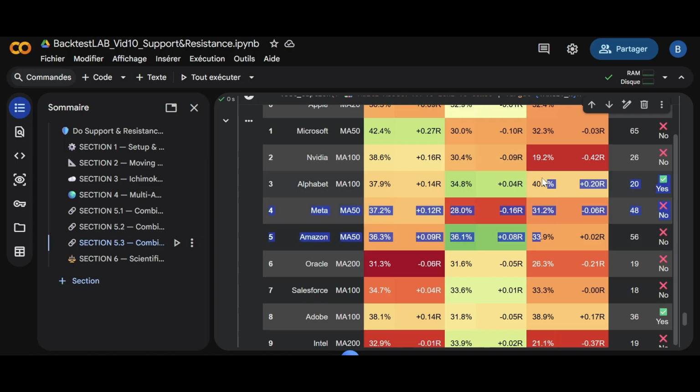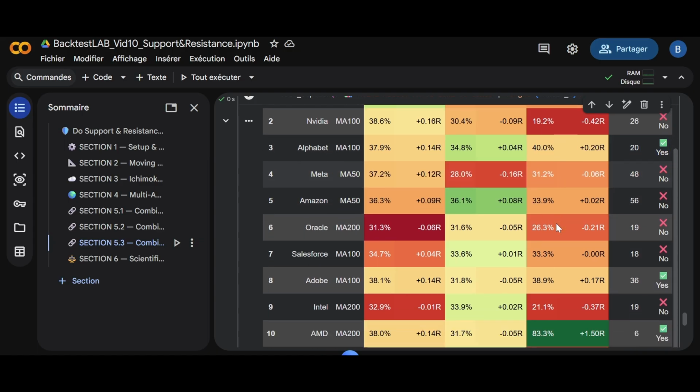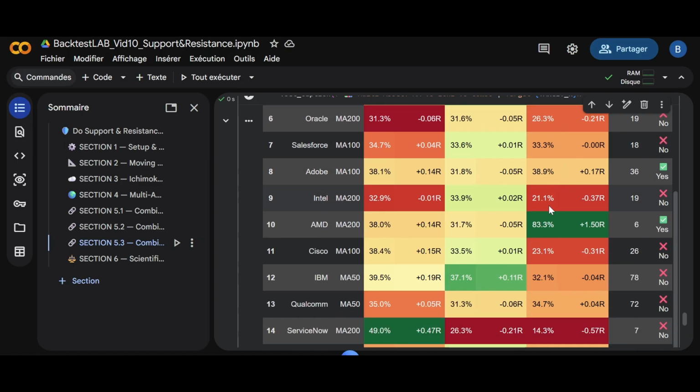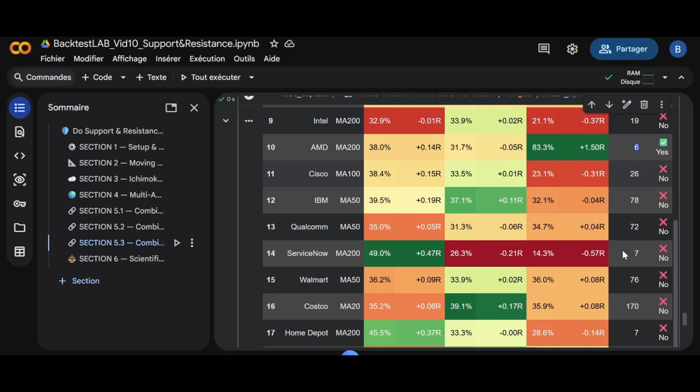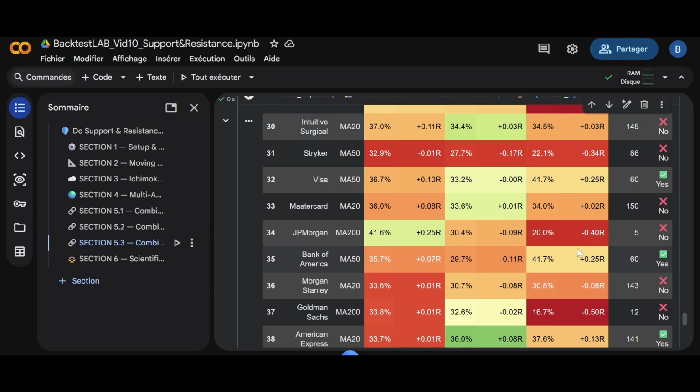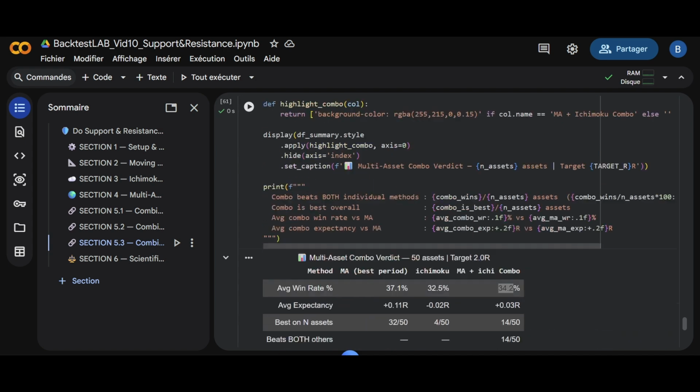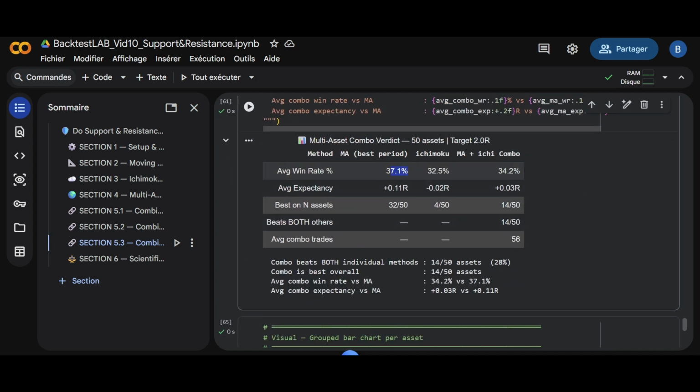And the win rates here in this column, as you can see, are still less than 40%. Sometimes you can see a win rate that is more than 80%, but if you check the number of trades here, it is only 6 trades, so this is not robust. If we summarize this table in another one here, we can check that the moving average gave us better results, but still below 40%, and the combination was not always better. It was better only on 14 of the 50 assets.